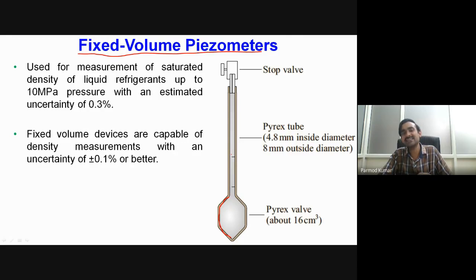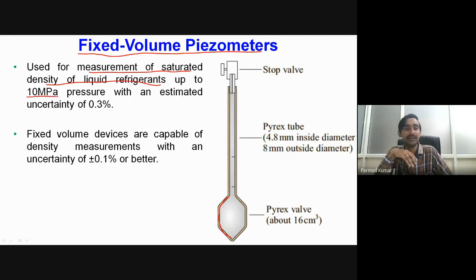After degassing, we once again take the weight, and the difference of the weight gives us the mass. The volume is already known, so mass per unit volume gives us our density. This type of device has been used in the past for measurement of saturated density of liquid refrigerants, particularly up to a pressure value of 10 megapascal.